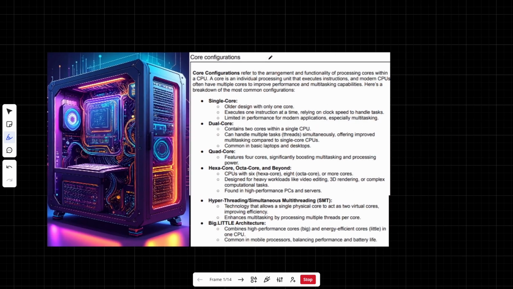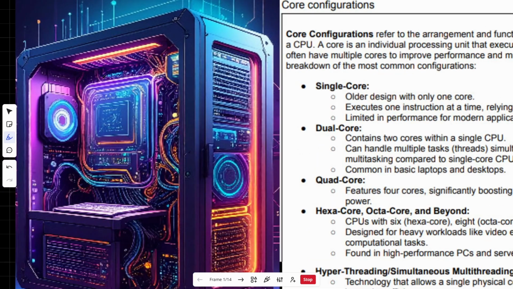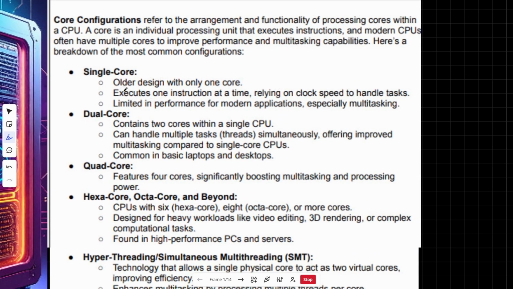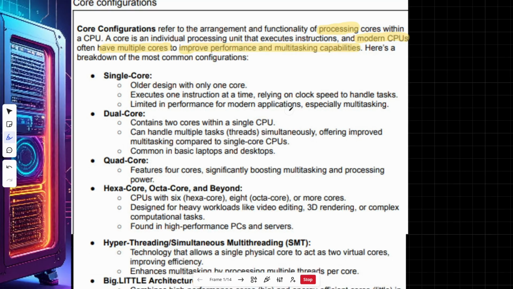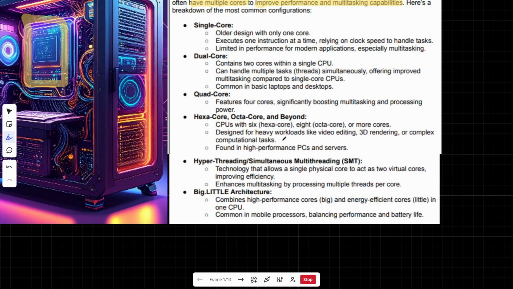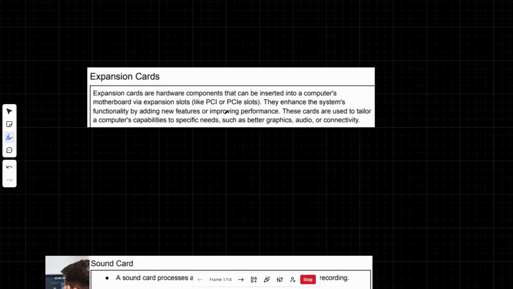We're now looking at core configurations. Long story short, you can have one CPU, right? But within that CPU, you can have one core, two cores, three cores, four cores, multiple cores. And what this means is the more cores that you have, the more of a processing capability you have, the more things you can do at once. Some modern CPUs often have multiple cores within the one CPU in order to improve performance and multitasking capability. So the more cores you have, the more expensive it's going to be, but the more things you're going to be able to do at once, the more efficiently and effectively, right? That's pretty much what you need to know. That's largely what you need to know about that concept, guys. Not a whole lot more than that.